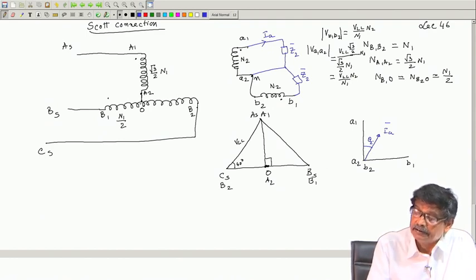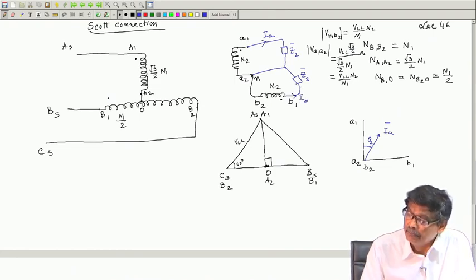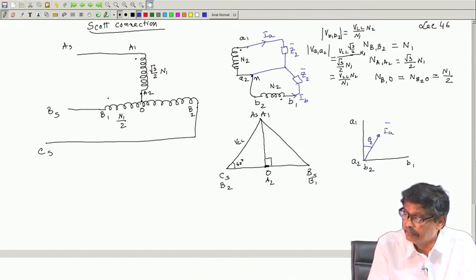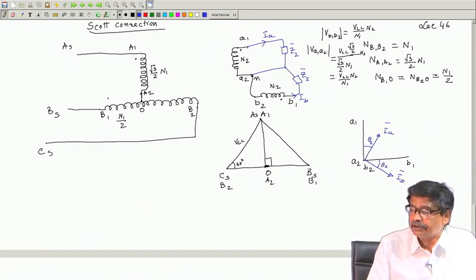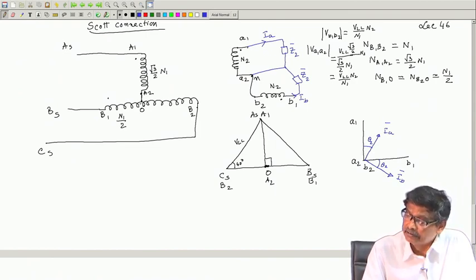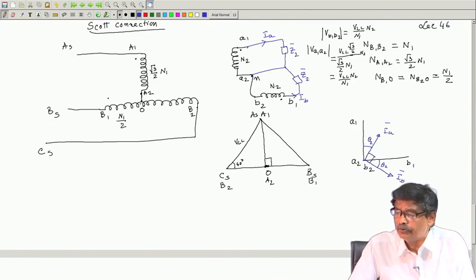Similarly, in the B phase, B1 B2, the same load I have connected. So, these are the line currents; I B will also be lagging this by the same angle, and this angle too will be theta 2. Obviously, since these two phasors are shifted by the same angle theta 2 and the angle between the voltages was 90 degrees, this angle too will be 90 degrees. So, a balanced two phase current will be flowing to the load.